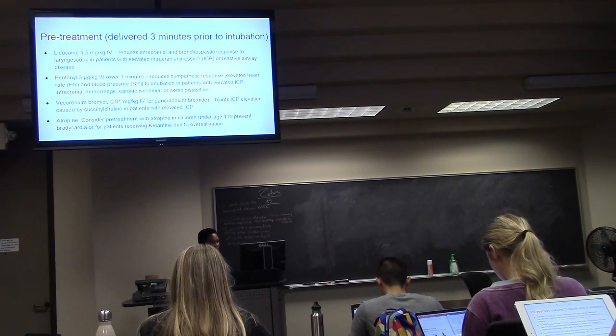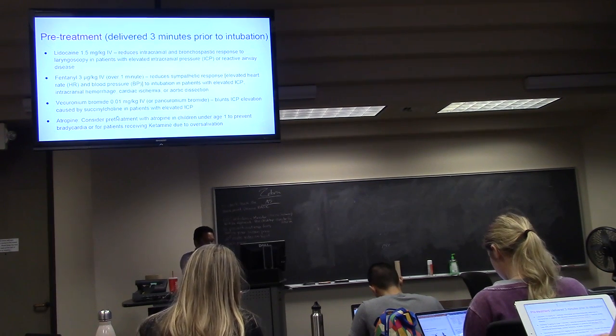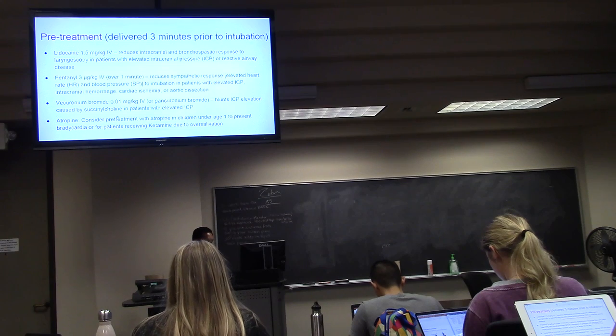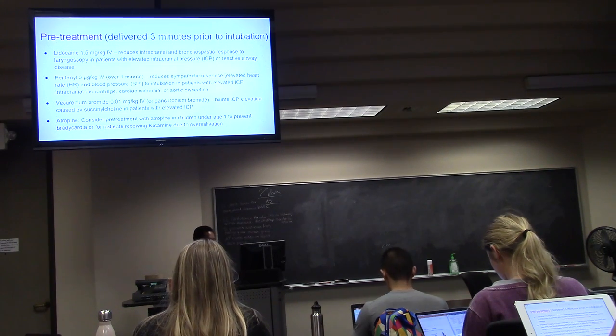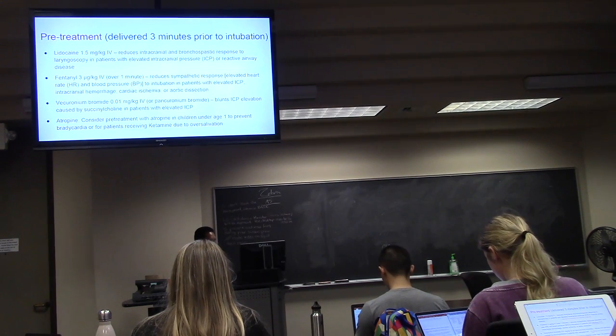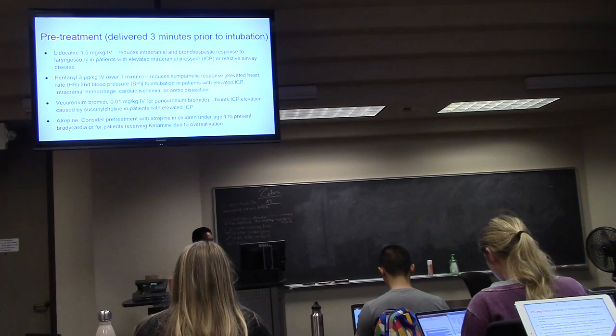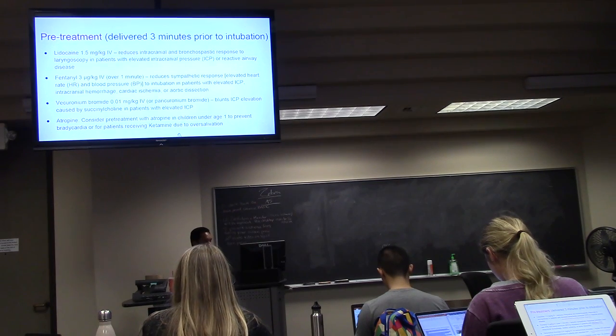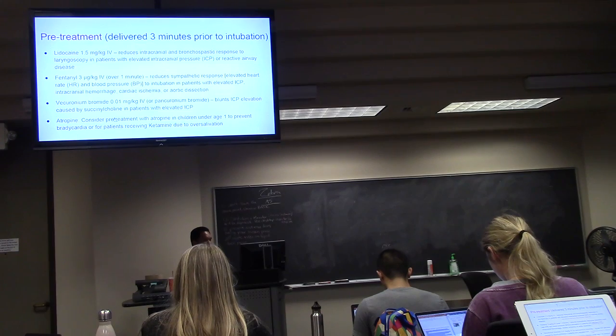And in children, very useful to have atropine because children have that vasovagal reaction to the laryngoscope being introduced into their throat, and they will brady down and they will code. So give them atropine at least 3 minutes prior to the attempt of the laryngoscopy. And also very useful in patients that are receiving ketamine, because ketamine causes a lot of hypersalivation that can make your airway visualization difficult. So another reason for atropine pre-treatment.